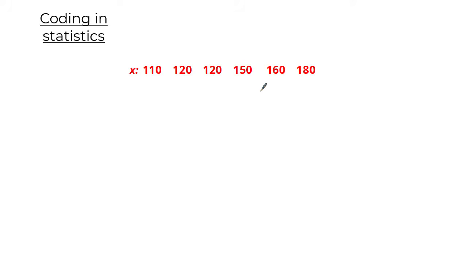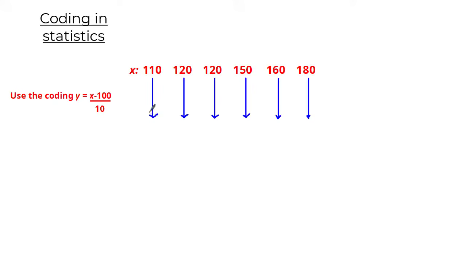So given this set of x values, we can transform this data by using the coding y is equal to (x minus 100) divided by 10, which is an equation that we can use to get a new set of y values after we input all these different values of x. So substituting these different x values into this equation, we get the following.